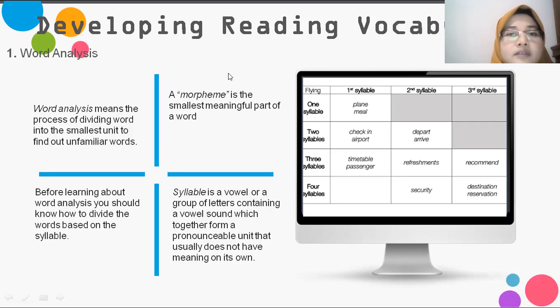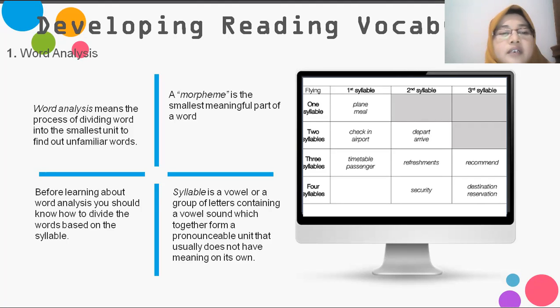Now let's come to our topic today about word analysis. Word analysis means the process of dividing a word into the smallest units to find out unfamiliar words. This is how you can divide the smallest unit of a word. What is the smallest unit of a word? This is called a morpheme.